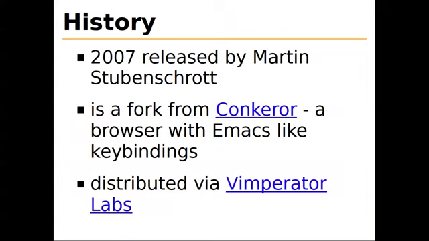Okay, Vimperator is very old. The development was started by Martin Stubenschrott. It's a very good German name. He worked on it in 2006 and made his first release in 2007, so it's quite old. Basically, it was a fork from Conkeror, which is an Emacs browser, and it's still under development. I don't know how Conkeror is being maintained, but I think that was the beginning for Vimperator, starting out as a fork from Conkeror.